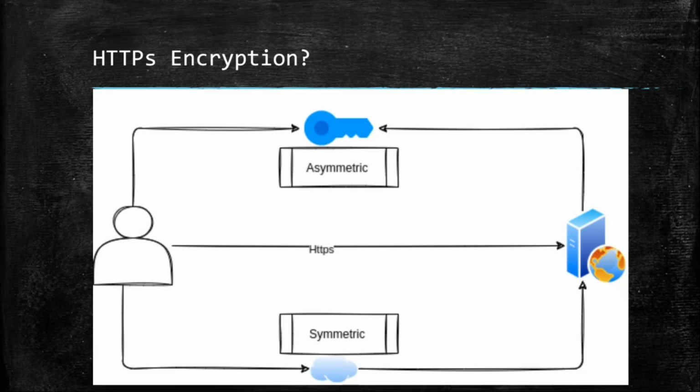So whether we are sending from the user to the server or from the server to the user, it will be symmetric and faster. So I consider it very smart.